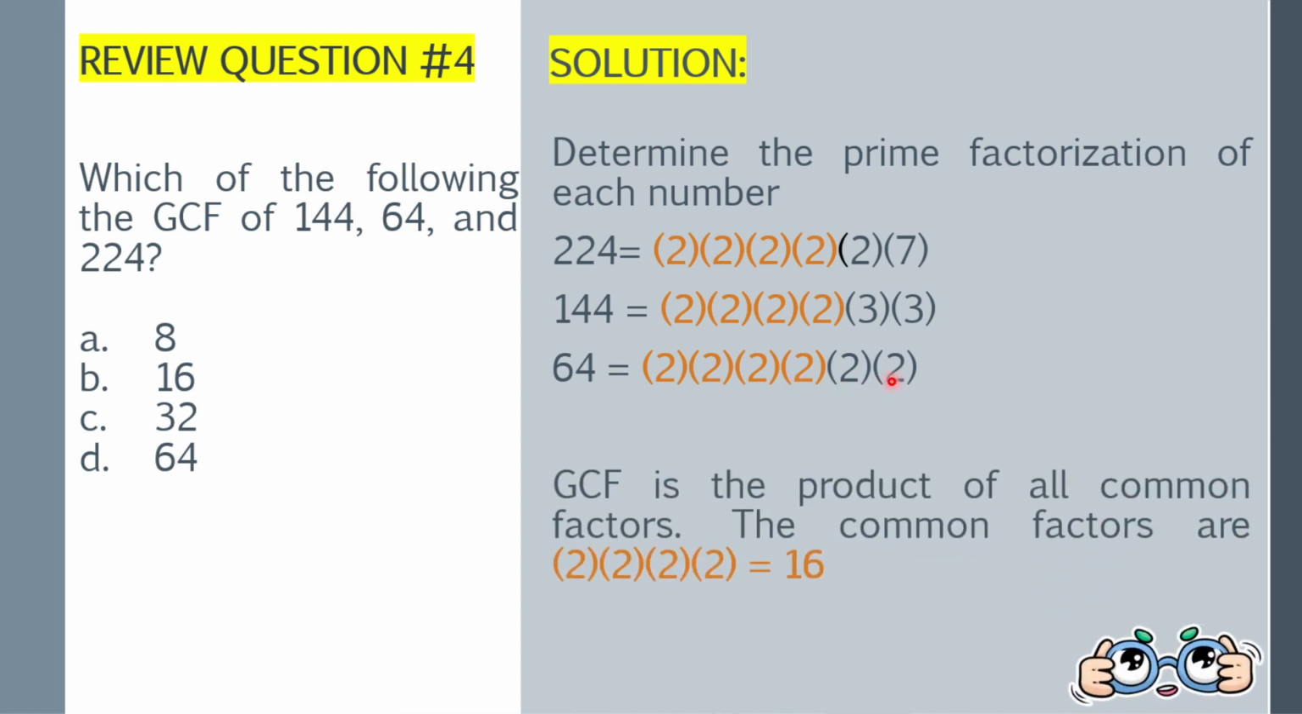Okay, to get the GCF, now GCF is the product of all common factors. Now, if you take a look at their factors, there are some 2s that are common to them, right? How many? 1, 2, 3, 4. So there are 4 twos which are common to them. So we just simply multiply those. So we get 16. Therefore, the answer is letter B.